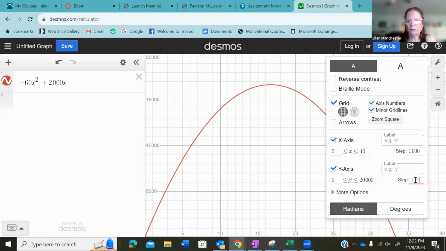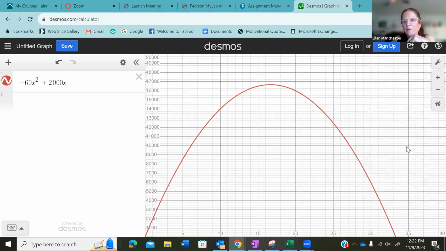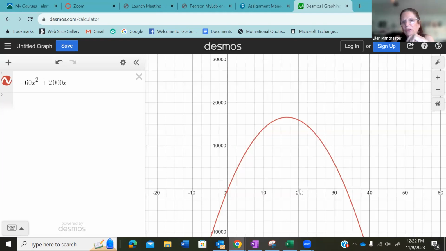And steps of 1,000. Oops. Okay, so now it's a little bit easier to look at. I adjusted it so that I can actually see it. Now, here is the beauty of Desmos.